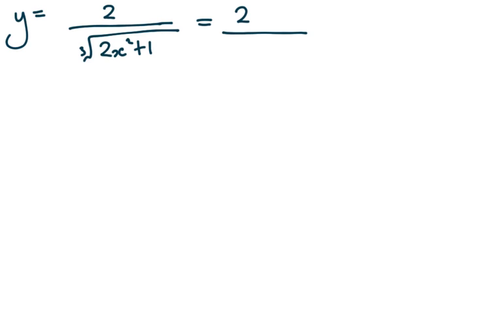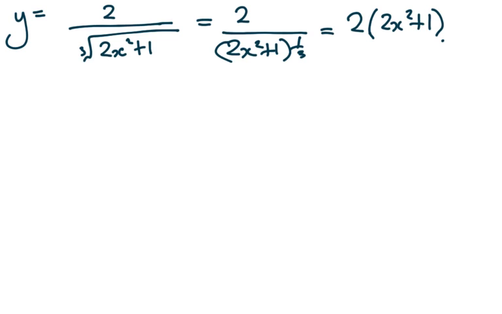first of all, change the cube root into power. So (2x squared plus 1) to the power of 1 over 3, which I can rewrite as 2 bracket 2x squared plus 1, and now the denominator I'm bringing it to the top. It becomes the numerator. When it's in the numerator, the power is no more 1 over 3, it becomes negative 1 over 3. At this point you can start differentiating.